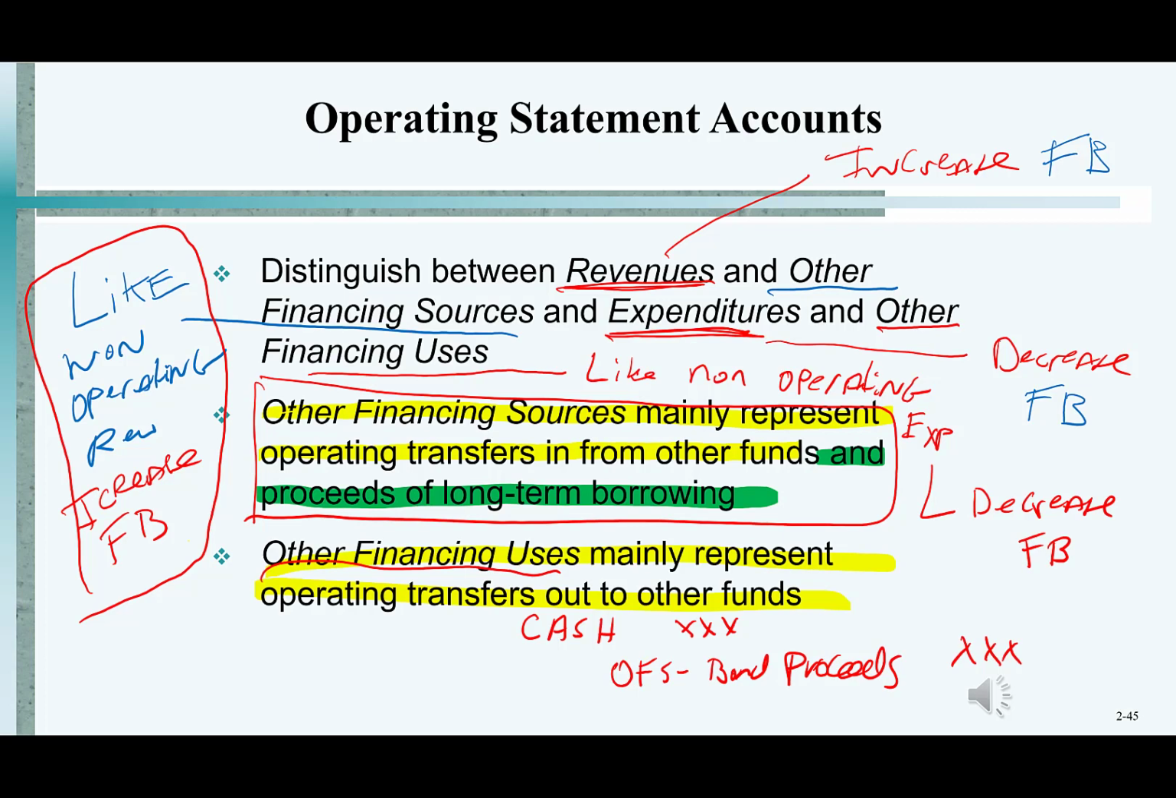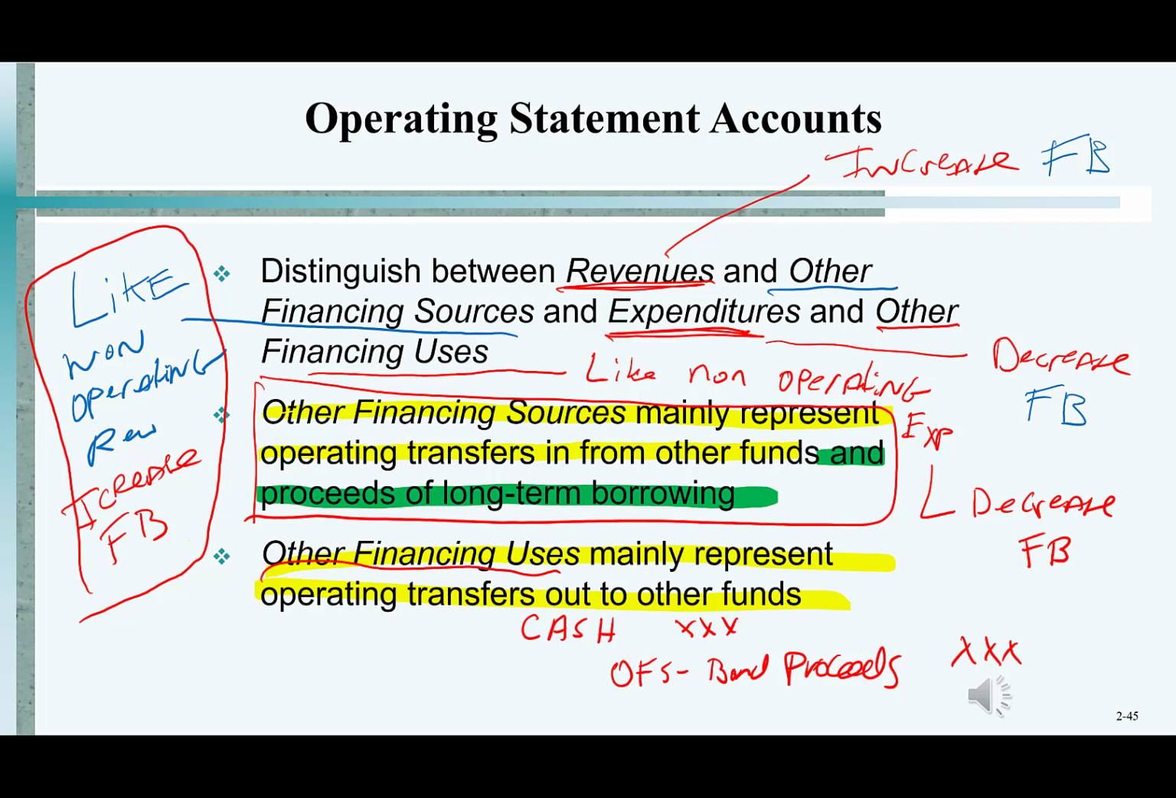Then we have things that are like non-operating items. And the non-operating items are going to be other financing sources and other financing uses. Other financing sources are like non-operating revenue. Like if you sell equipment at a gain? Okay, these are non-operating revenues. Do non-operating revenues increase retained earnings?